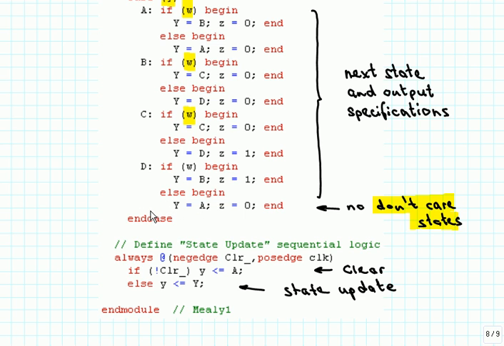And then, of course, we have to do the actual update. So that's done here using an always block with the negative edge clear, positive edge clock. And it's the same structure as before. If we see that clear is low, then we go into state A, which is our start state. And otherwise, we update the present state with the next state, and so the next state becomes the present state.